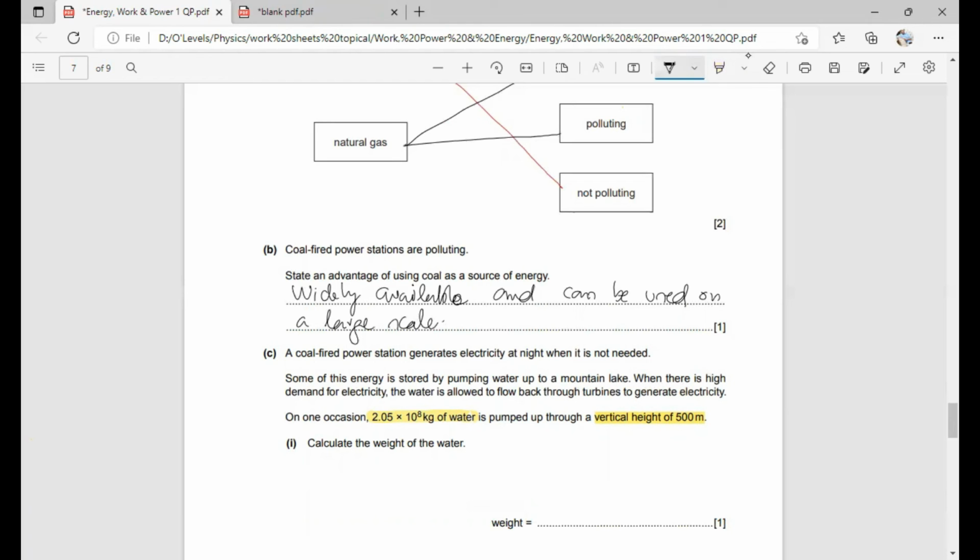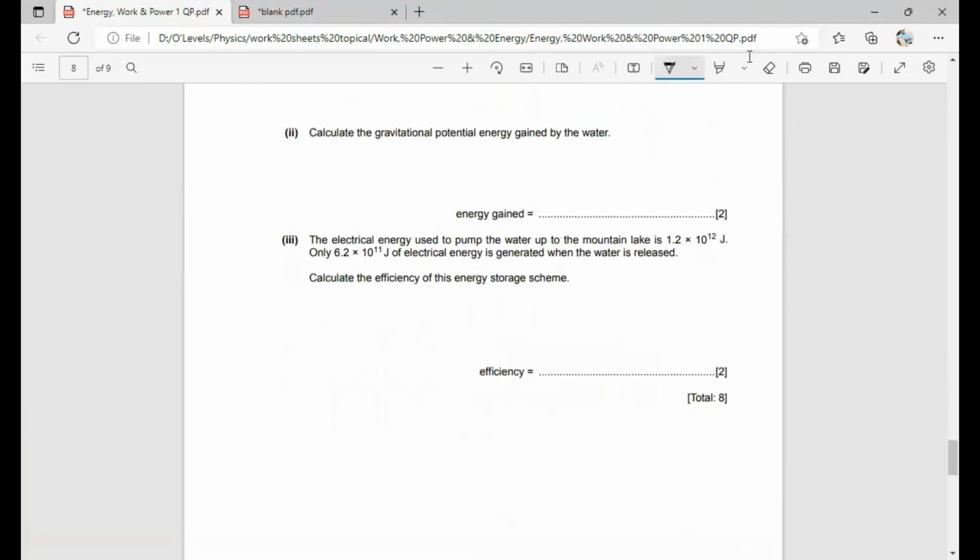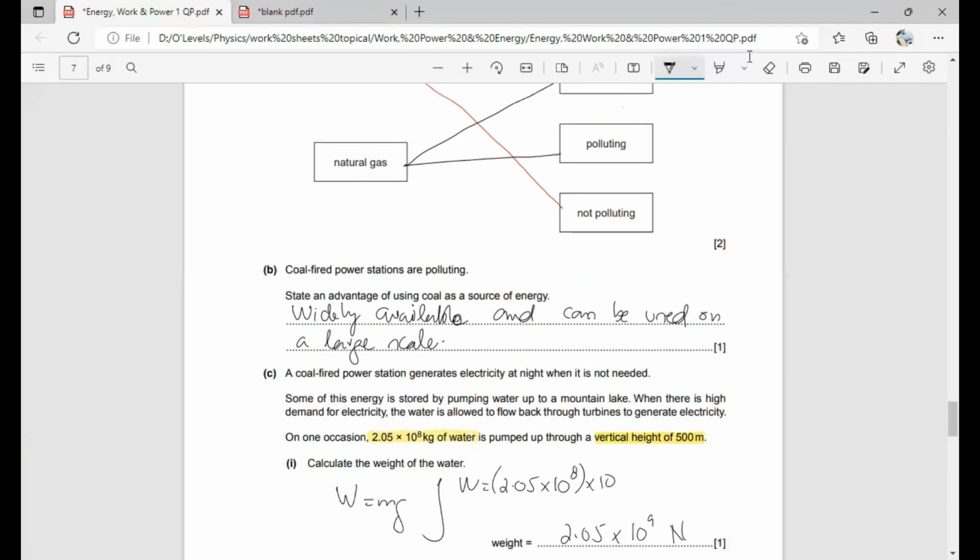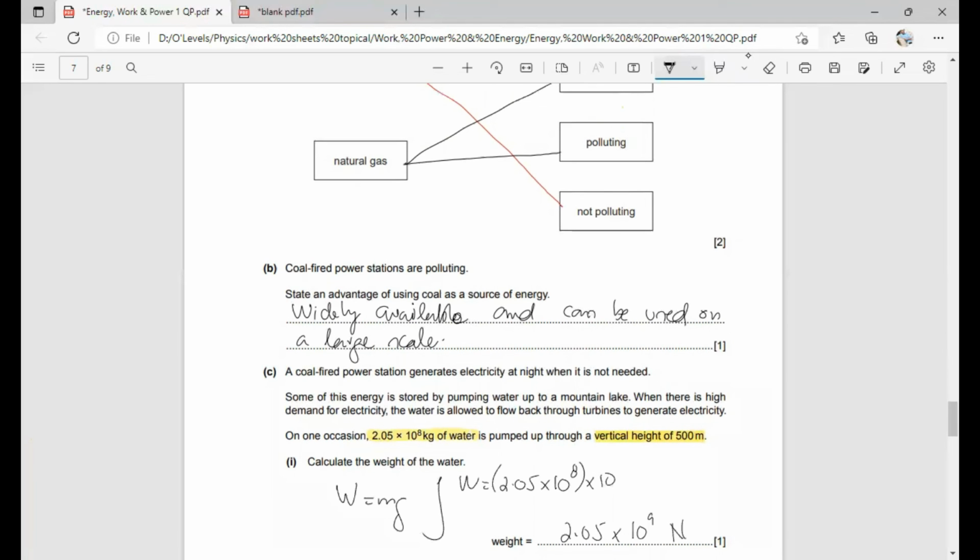What is weight exactly? W is equal to mg. Simple. So W is equal to 2.05 × 10^8 multiplied by 10. That is 2.05 × 10^9 newtons, so 205,000,000,000. We can use the exponential form to save our time.